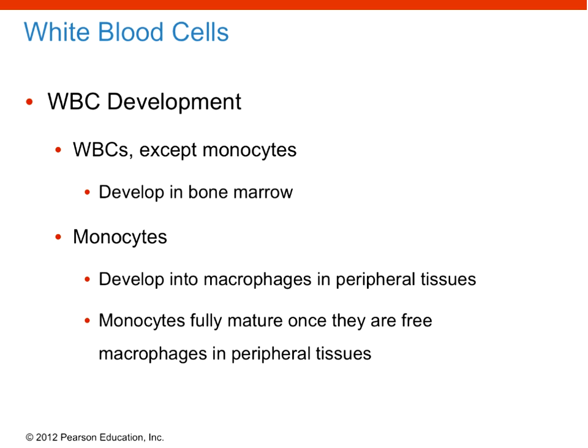How white blood cells develop is not all that different from the way that red blood cells develop. They don't need iron. They don't need the same kinds of amino acids to make that globular protein of hemoglobin. But the place where they develop primarily is in the bone marrow, except for the monocytes. Monocytes develop into macrophages in the peripheral tissues, and then they're fully mature once they are free macrophages in peripheral tissue. So monocytes can develop outside of the red bone marrow. Everybody else develops in the red bone marrow for the most part.